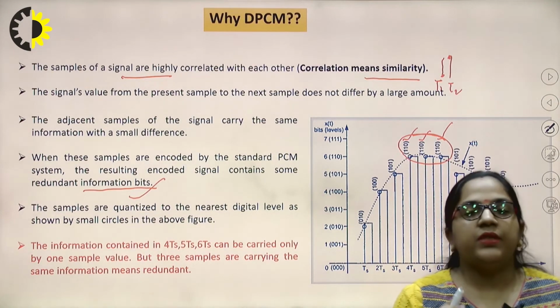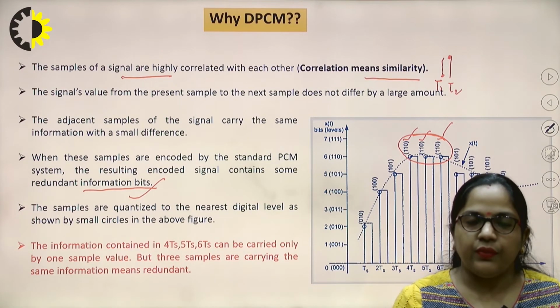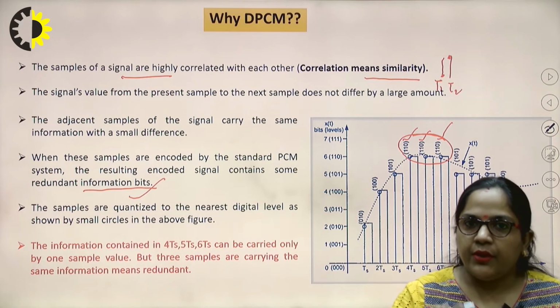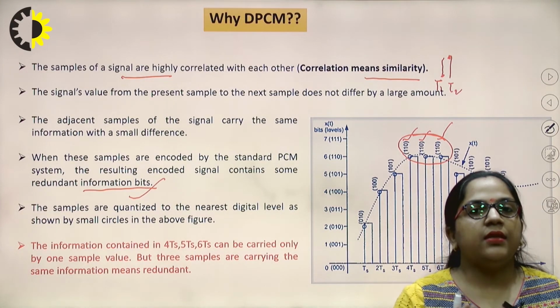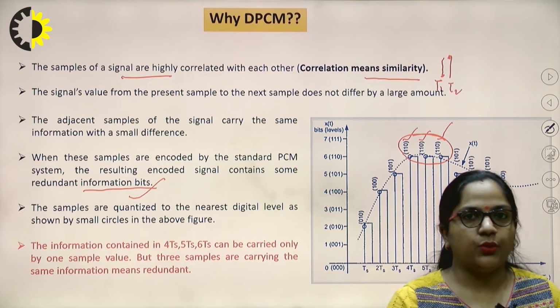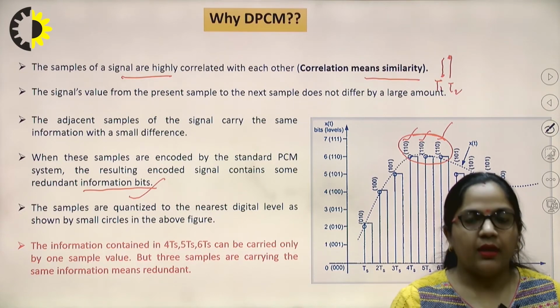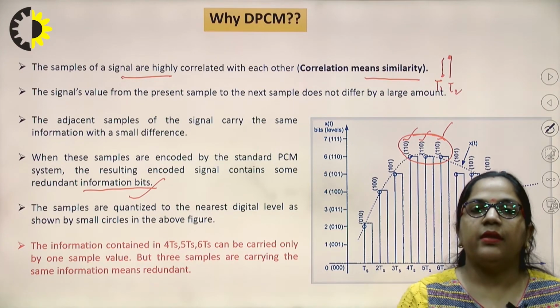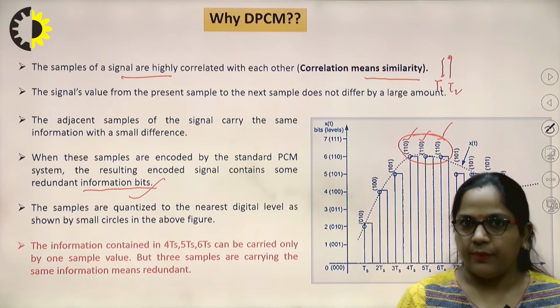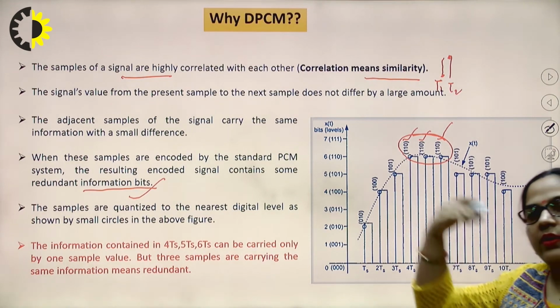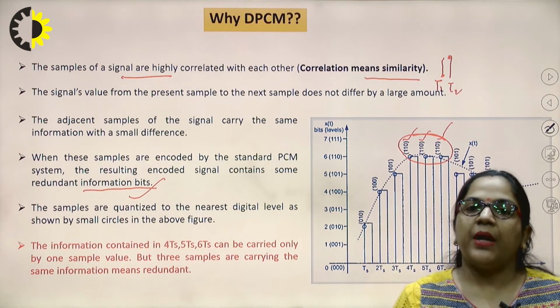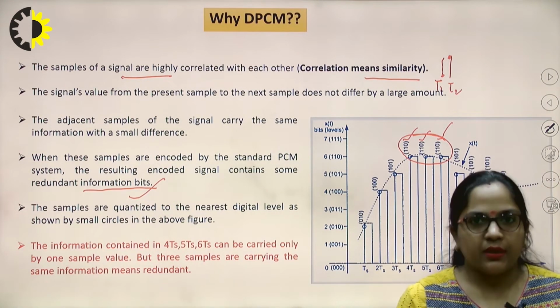So with the help of DPCM, we can reduce this redundancy. It will help us in decreasing the number of bits required to encode and then transmit the signal, because it will help us in reducing the quantization levels. So it reduces the number of bits, which further helps in reducing the bandwidth required for the transmission of the data.